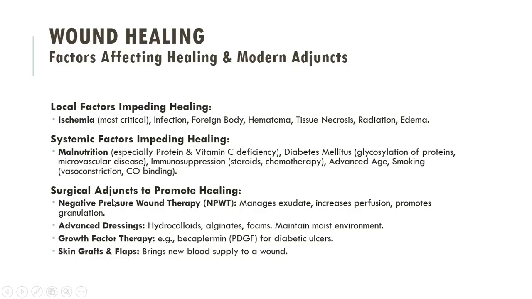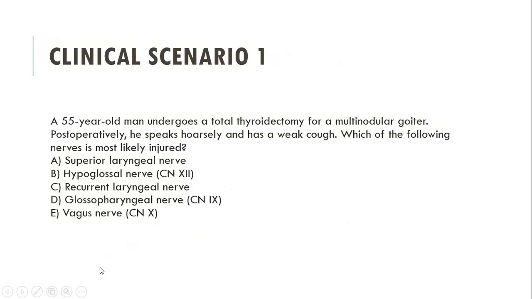Now, what are surgical adjuncts to promote healing? What can you do to promote healing? You should be giving negative pressure wound therapy, that manages exudate, increases perfusion, and promotes granulation. You should be using advanced dressings like hydrocolloids, alginates and foams that maintain a moist environment. You must be giving growth factor therapy, that is becaplermin, that is PDGF, for diabetic ulcers, and also you should be using skin grafts and flaps. These bring new blood supply to the wound.